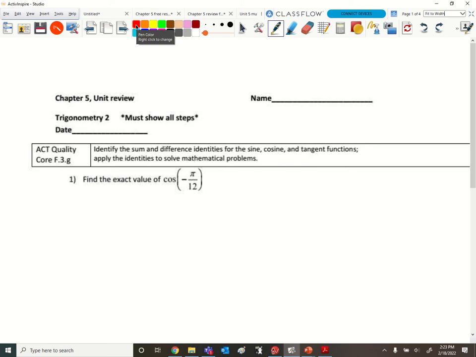Now, we're going to go over the free response. We're finding the exact value of cosine of negative pi over 12. Now, a lot of people don't like radians. So what should we do if we don't like radians? Convert it to degrees. So I'm going to take negative pi over 12, and I'm going to multiply that by 180 over pi.